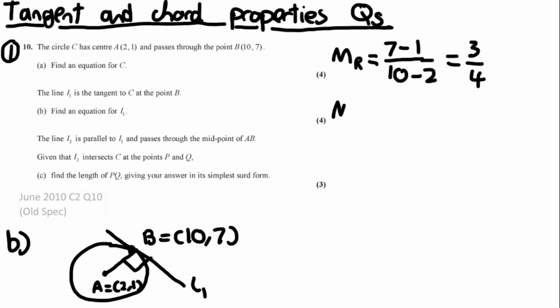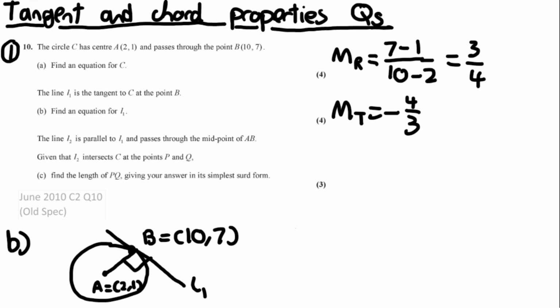And therefore we can find the gradient of the tangent. Because the radius and the tangent are perpendicular, the gradient of the tangent is going to be the negative reciprocal of the radius. So the gradient of the tangent is going to be -4/3. We flip the fraction. So this is the gradient of the tangent.